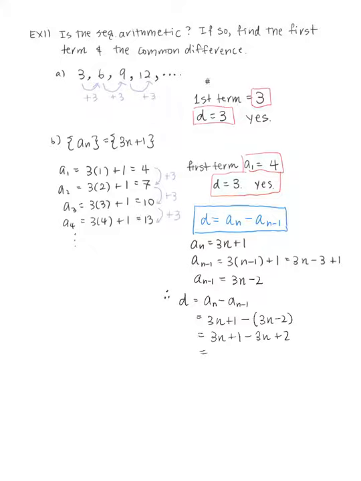And 3n is going to cancel each other out. So what we're going to get is 3, as we expected.